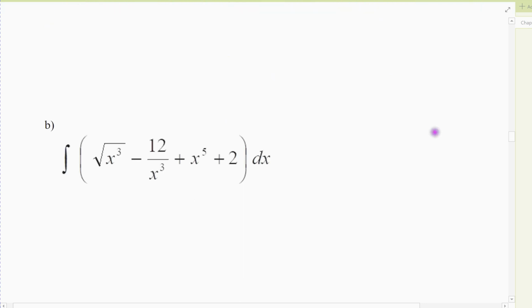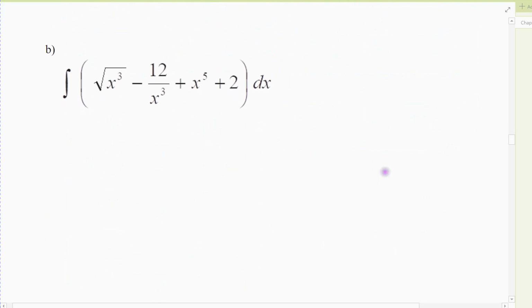Alright, the second example. This one I have to rewrite a little bit. So I've got the square root of x cubed, 12 divided by that, and again, students will get confused here because they'll try to do a natural log. You can't do a natural log. Natural log is only for 1 over x, not 1 over x cubed. Alright, so my first step is to rewrite this. I have to rewrite this as a fractional power. And then I have to rewrite this as a negative power.